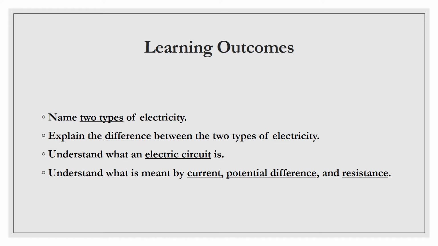Then probably the most important learning outcome is you need to understand what is meant by current, potential difference, and resistance. So those three things are used again and again in this chapter. So you'll need to be able to define them. You'll need to be able to give the units for each of them, and you'll need to be able to say the instrument that is used to measure them. Later on, we'll talk about how we actually calculate them. So for today, you need to be able to define them, give the units for them, and name the instrument for those three things. Okay, so let's get started.